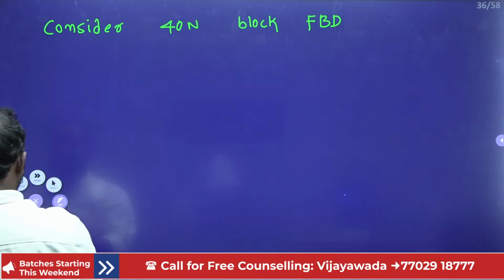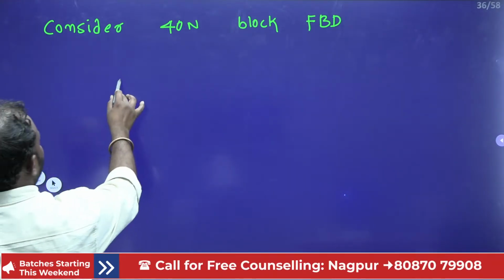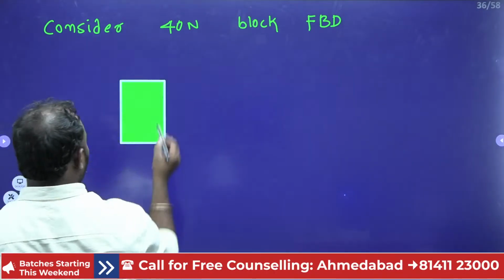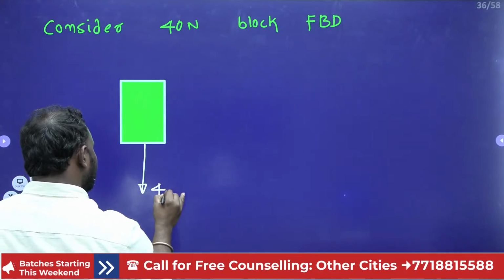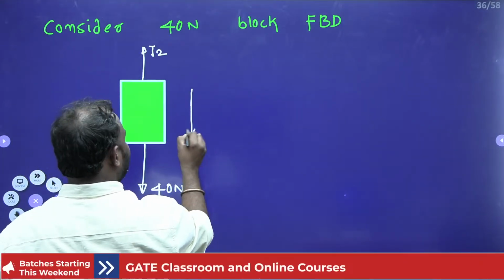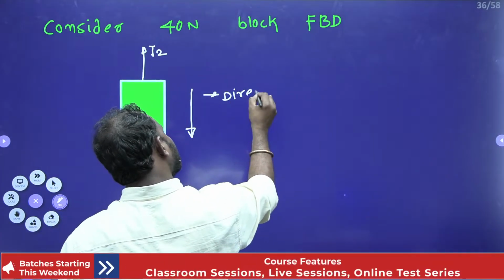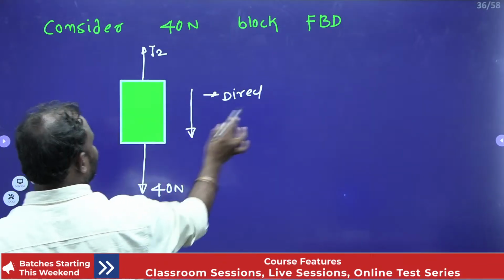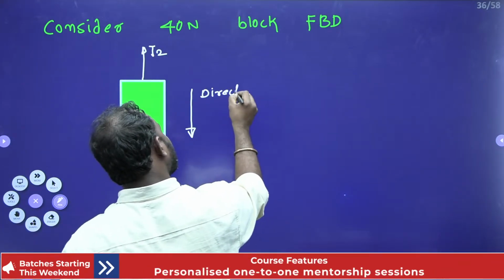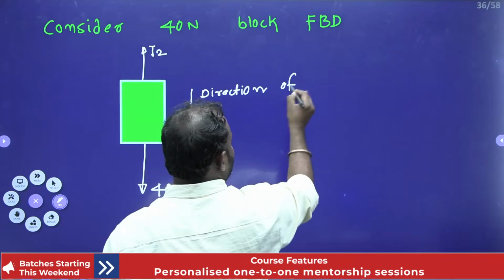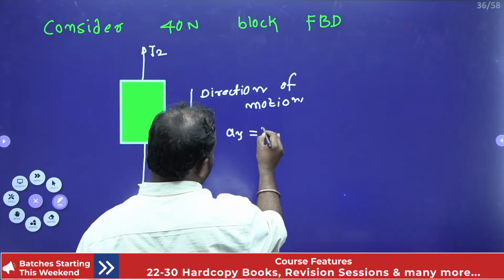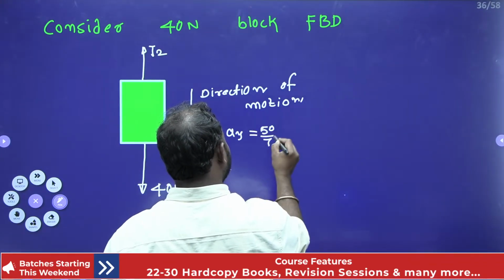All right. Now let me draw that. This is my 40 Newton block. 40 Newton is acting downward. Now my T2 is acting upward. Right. Now this is the direction of motion. You may consider the direction of motion like that. Direction of motion, and also my a_y is like this. a_y 50 by 7 acting downwards, right?